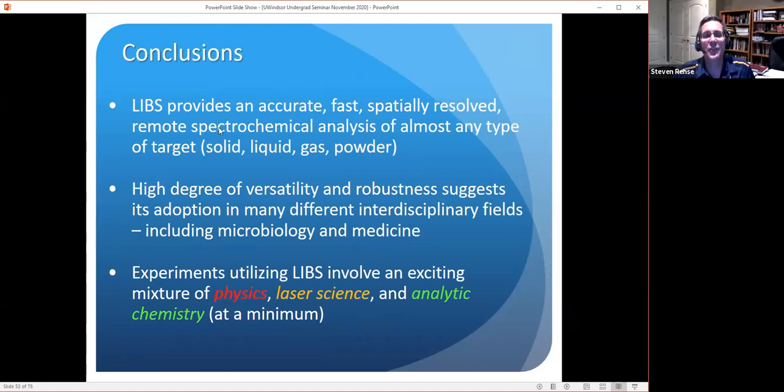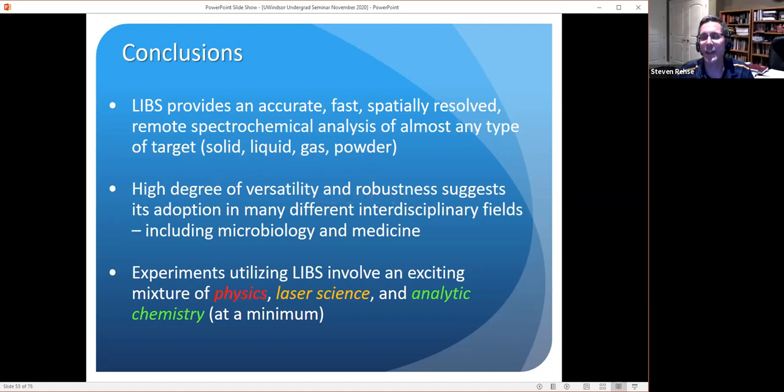My opinion is that this LIBS in general provides an accurate, fast, highly spatially resolved, possibly remote spectrochemical analysis of almost any type of target: solids, liquids, gases, or powders. There's a high degree of versatility to this technique.